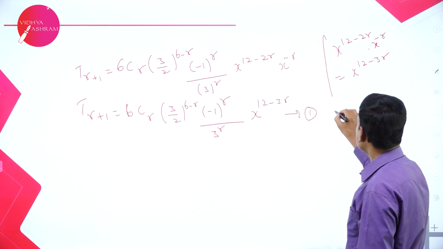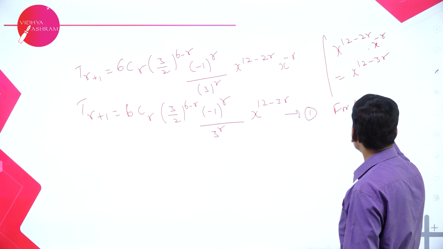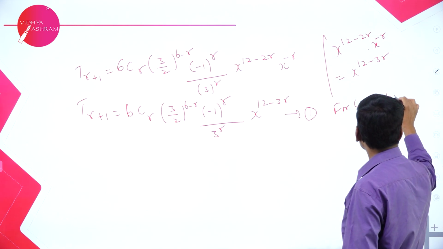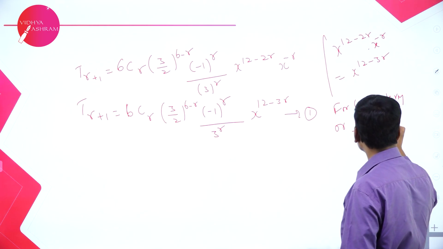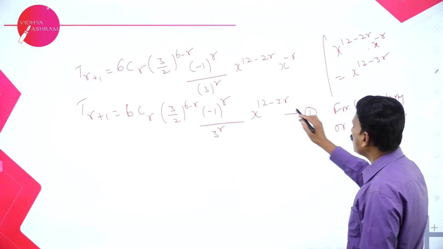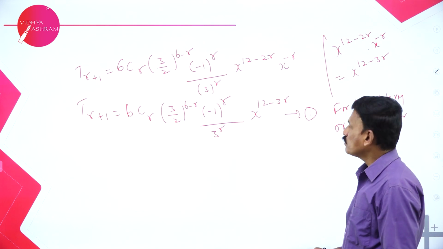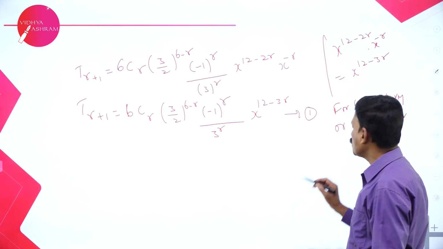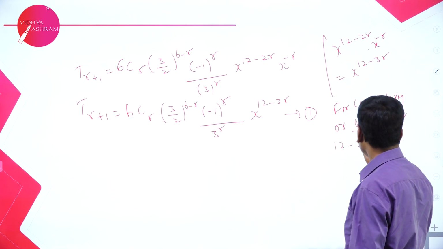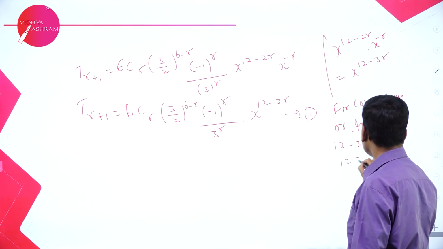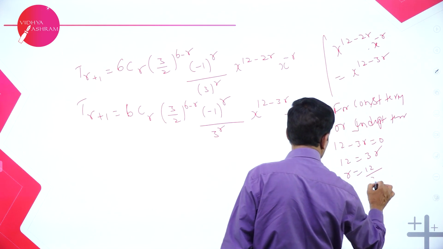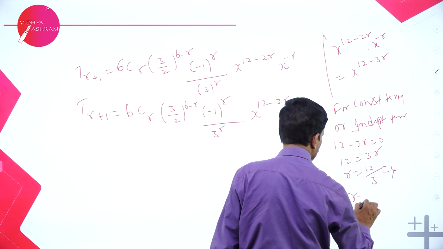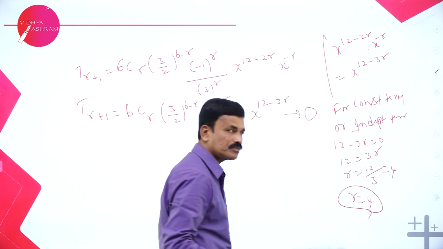So for the constant term or independent term, equate the power of x, 12 minus 3r, to 0. So therefore 12 minus 3r is equal to 0. 12 is equal to 3r. r is equal to 12 by 3. That's equal to 4. That's it.